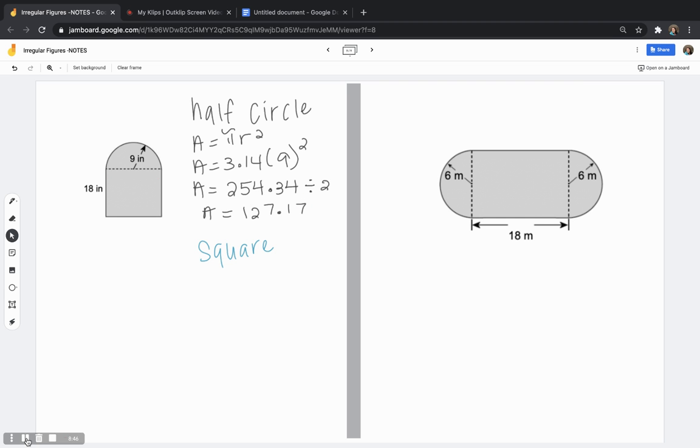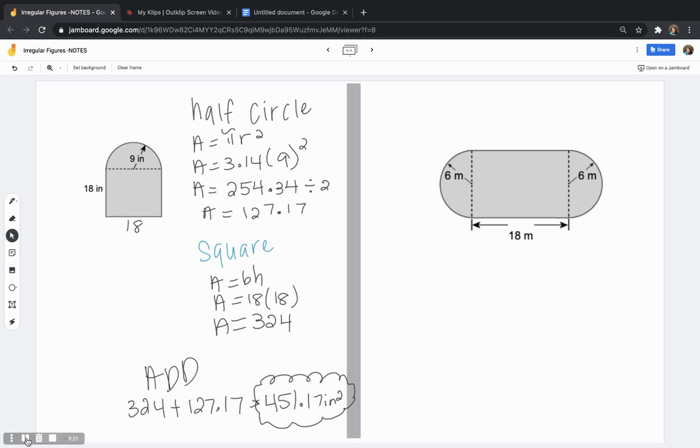All right, so for the square, we have a height of 18. And the reason I know that the base is also 18 is because I said that this 9 here is the radius. So if I were to rotate this line here so that it went straight over this, that 9 would be the radius, which means the diameter would be 18. So for the square, we get an area of 324. And now I want the total area. So I'm going to add these two measurements, and we're going to get a total area of 451.17.